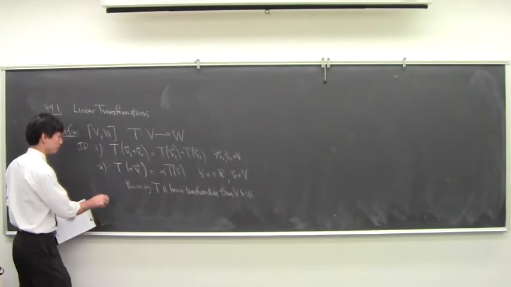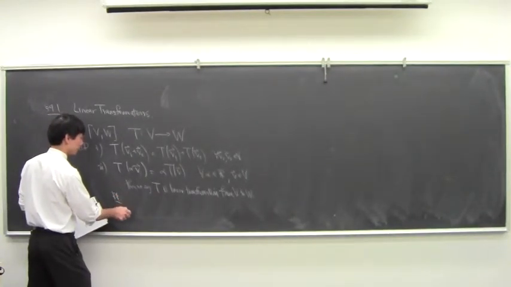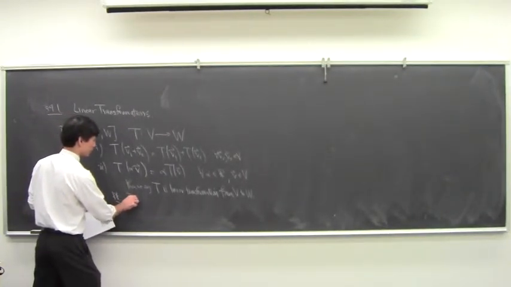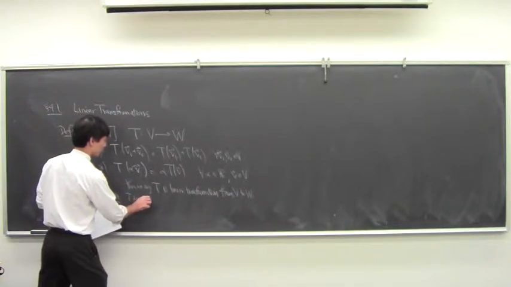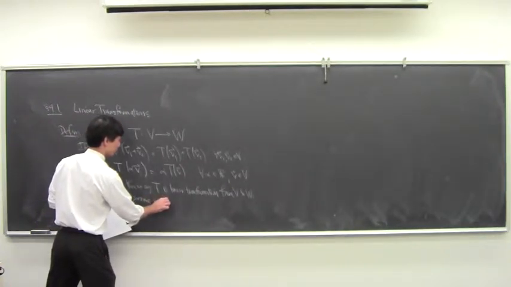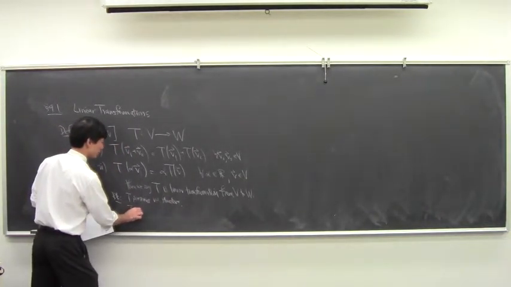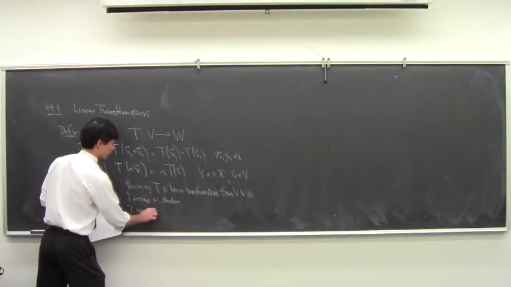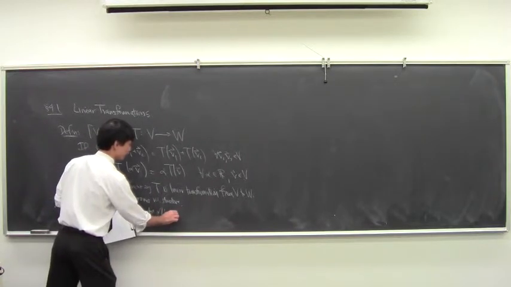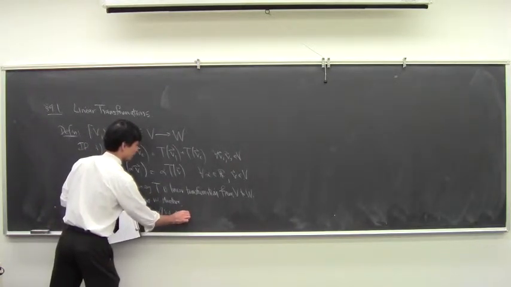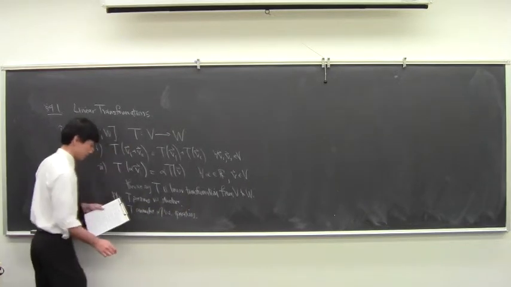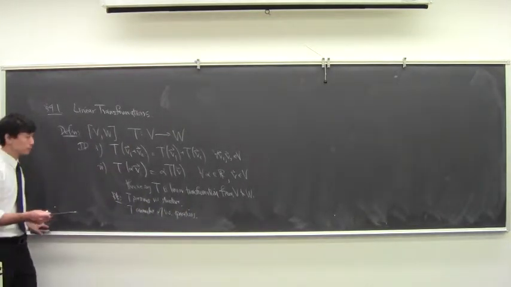Okay. So two ways of doing the same thing, right? T preserves the vector space structure, or T commutes with the vector space operations. Same thing.